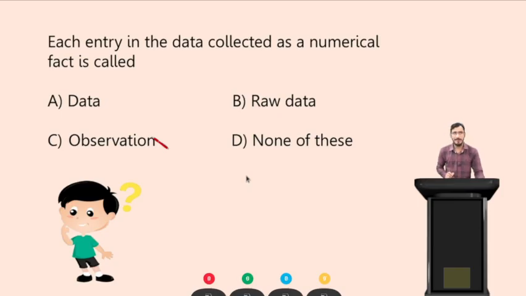Okay, now it's question time, and I have a question for you. Each entry in the data collected as a numerical fact is called. I'm giving you 30 seconds. Okay. So which option is correct here? Option A, data. Option B, raw data. Option C, observation. And option D, none of these.